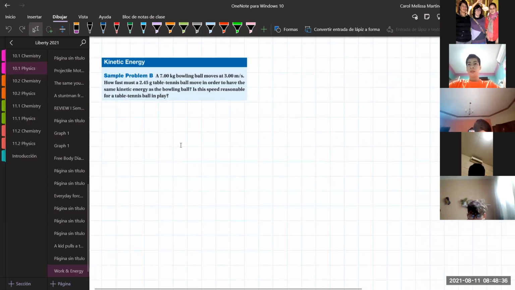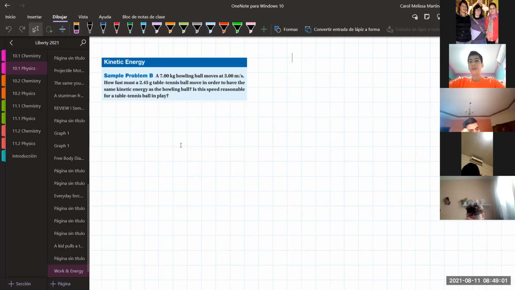But let's try with a different example. It says a 7 kilogram bowling ball moves at 3 meters per second. How fast must a 2.45 table tennis ball move in order to have the same kinetic energy as the bowling ball? Is this bit reasonable for a table tennis ball in play?